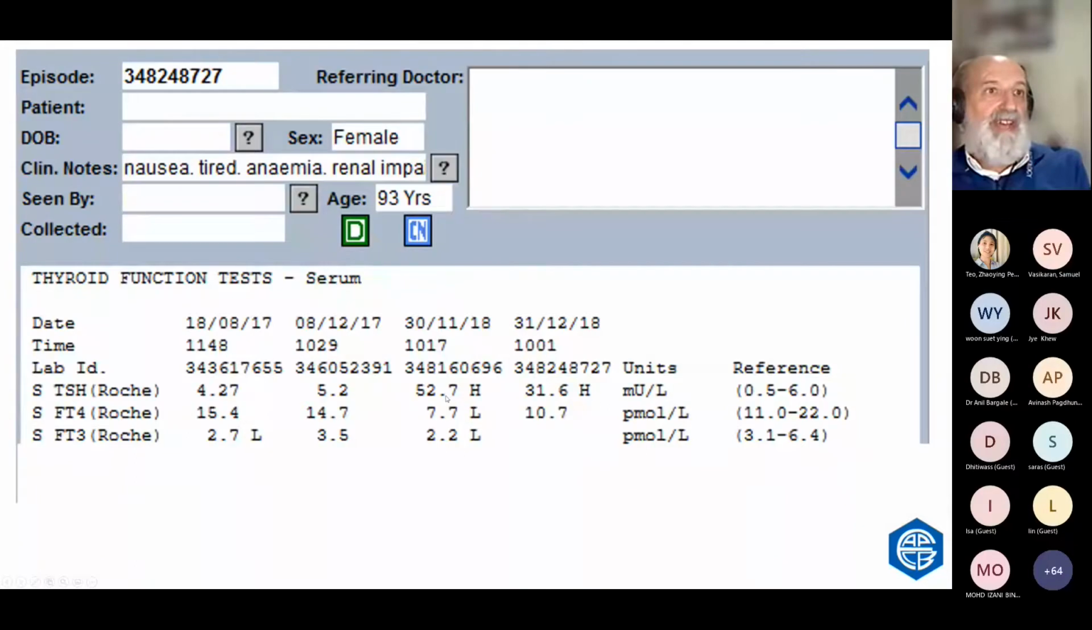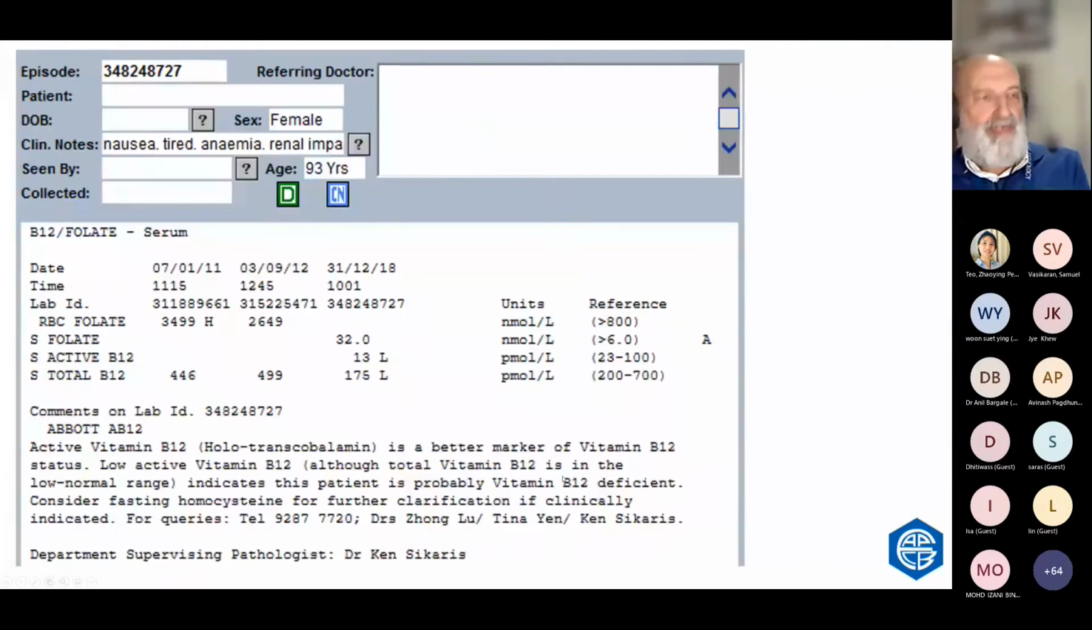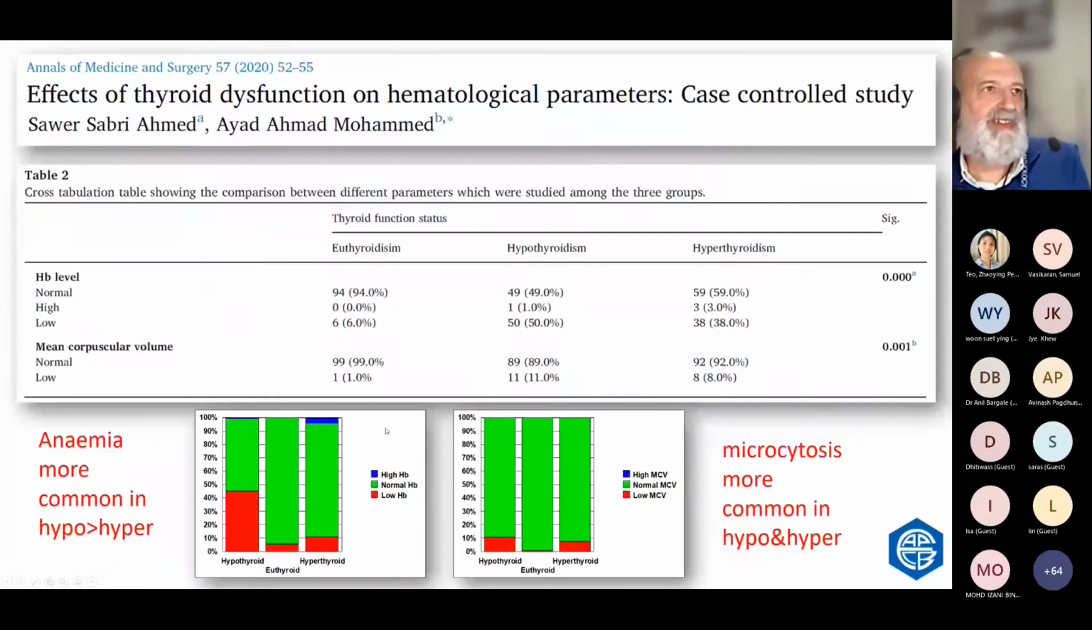So this woman did have moderately severe hypothyroidism. So was that the cause of her macrocytic anemia? Well, no, she had B12 deficiency. It's easy to jump to conclusions just because of what the textbooks say, and that would say this hypothyroidism is causing her anemia. B12 deficiency is by far a more common cause of macrocytic anemia than hypothyroidism. So you must always exclude it.